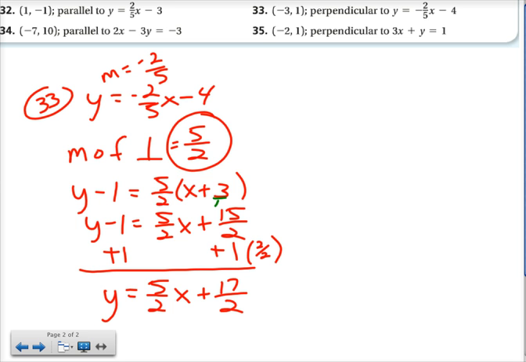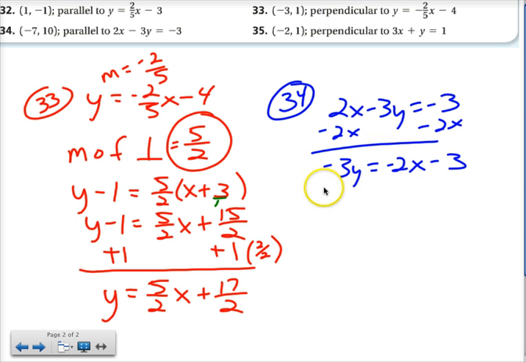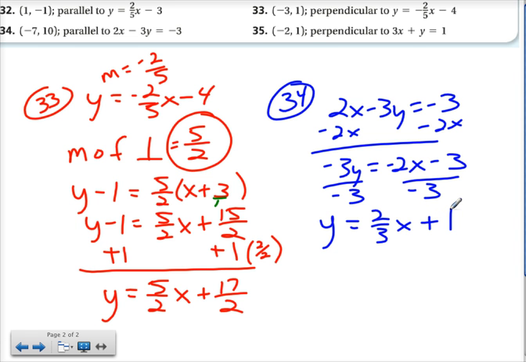And then I thought, well, why not 34? So 34, this time we're going to do a parallel line, and I have an equation in standard form, and that doesn't help me with the slope. In order to figure out the slope really quickly, I want to solve it for y. So I subtract 2x from both sides. Negative 3y equals negative 2x minus 3. Divide everything by a negative 3. So 2/3 x plus 1. And now it's very plain to see that the slope is 2/3.